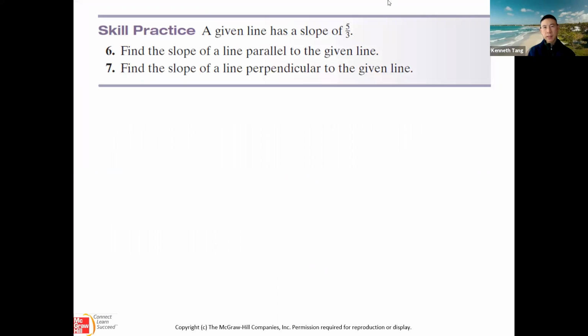Here, you can pause the video and think about it. It's pretty straightforward. When they ask you for the parallel, you know it's going to be the same slope. When they ask you for the perpendicular, you know it's going to be the opposite and reciprocal. The opposite is negative, whatever that fraction is, and then you take the reciprocal, which is 3/5. So the perpendicular slope is -3/5.